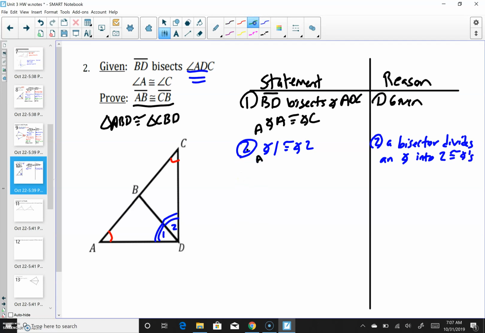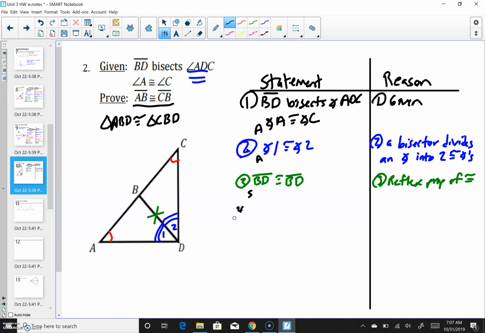So now we are out of givens. So therefore we either have to look for vertical or reflexive. I see a reflexive side at BD. So BD is congruent to BD. Reflexive property of congruence. So there's a side for us. So what do we have? We have angle, angle, side, and angle, angle, side.